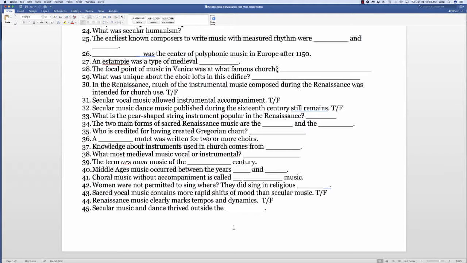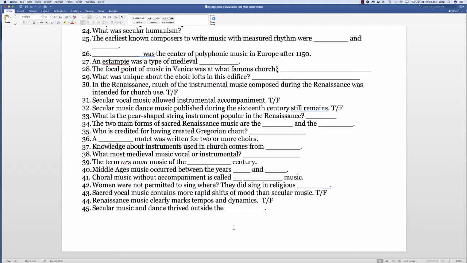34. The 2 main forms of sacred Renaissance music are the Mass and the motet, M-O-T-E-T. Who is credited for having created Gregorian chant? Pope Gregory I. Number 36. A blank motet was written for 2 or more choirs. Well, this happened in St. Mark's. We talked about the choir lofts where there are 2, and we know that poly means many. So this is polychoral, C-H-O-R-A-L, many choirs.